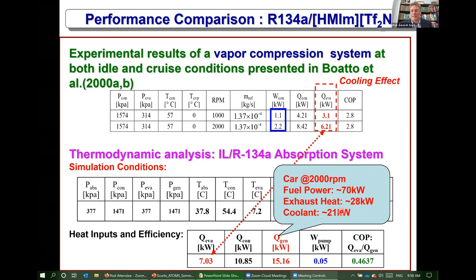Well, if you look at a particular car burning gasoline, we have about 70 kilowatts of chemical power from the combustion of gasoline. A very small fraction of that actually goes to the drivetrain to turn the automobile. Most of that energy goes into either the exhaust heat, 28 kilowatts, or into the coolant in the vehicle, 21 kilowatts. So if you notice, what we'd need to power this particular air conditioner is less than the heat available in either the coolant or the exhaust. So potentially there might be a way to use a vehicle's exhaust or coolant system with a heat exchanger in order to power this type of system.